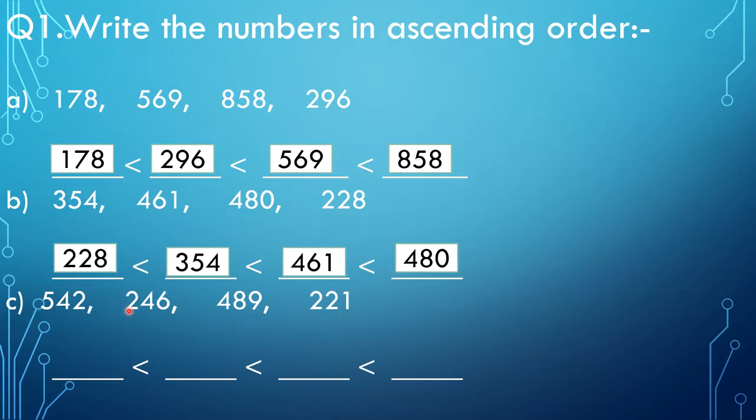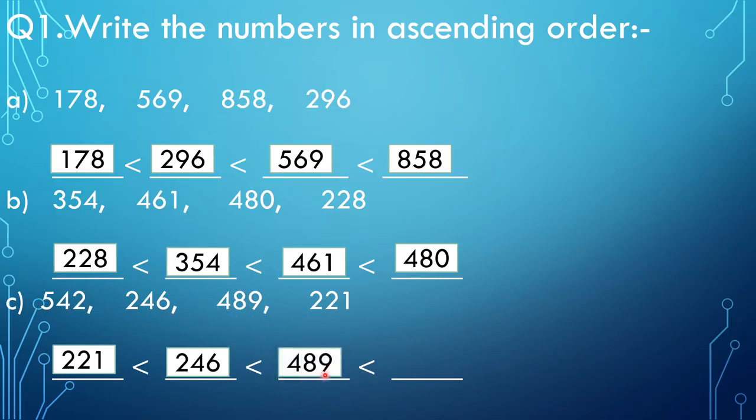So here 246 tens place digit is 4 and in 221 tens place digit is 2. So 2 is smaller. So first of all we will write 221 and after that we will write 246. Now we have two numbers 542 and 489. So which one is smaller? That is 489. So we'll write 489 here and at the last the greatest number among these, that is 542. So now we have arranged it from smallest number to greatest number. Okay, beta.